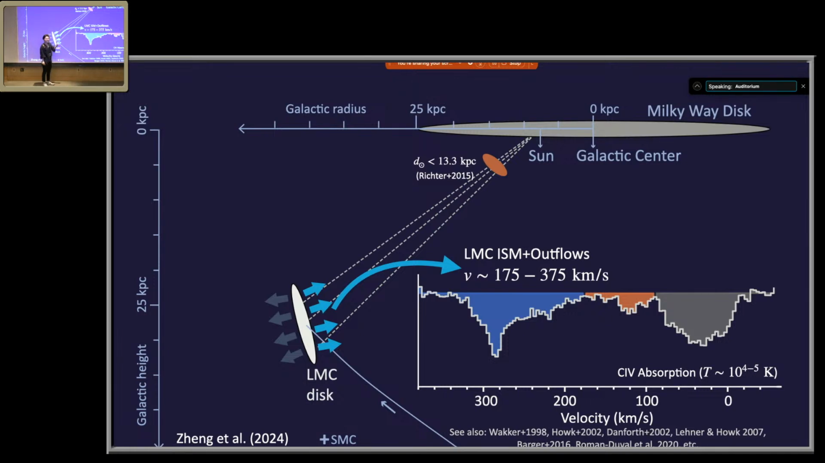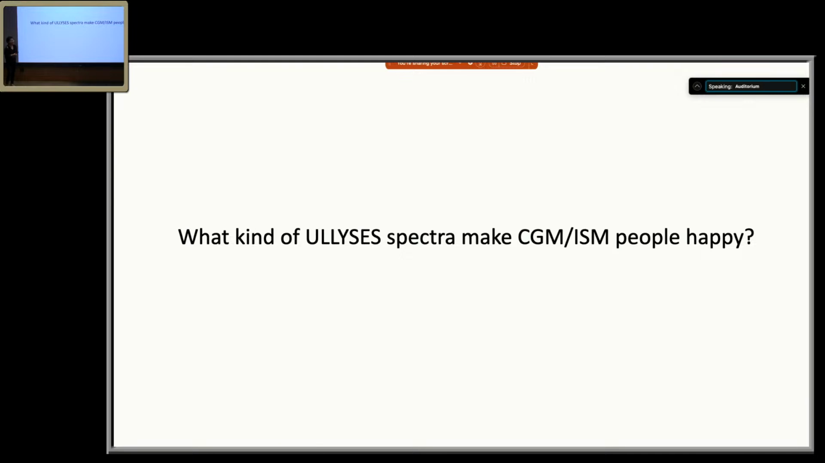And keep in mind, this is just one sightline, and you see this kind of feature basically across the disk, everywhere. Now, I'm going to do a bit of a daring task, which is to talk about stellar spectra in front of stellar experts. This topic has not been brought up, but I actually think it's a really important topic, because as much as I love Ulysses spectra, not every single spectrum can be used to study the CGM and the ISM.